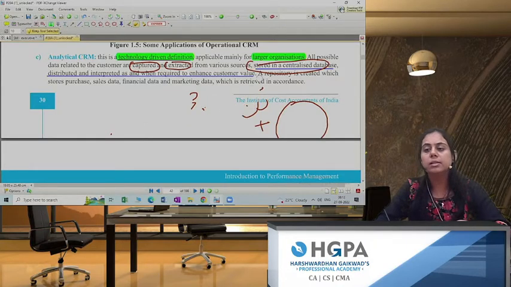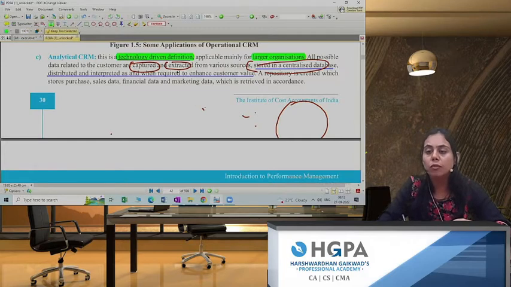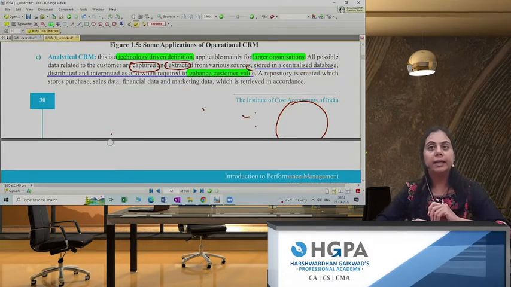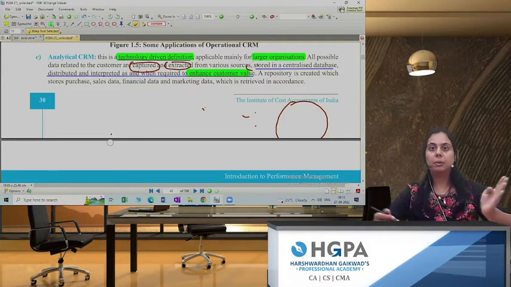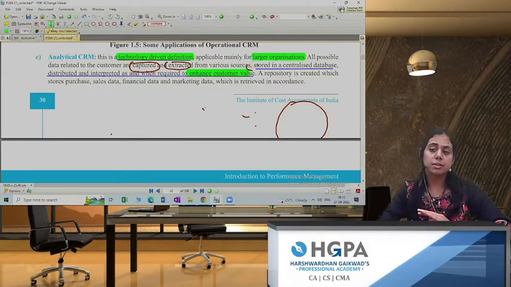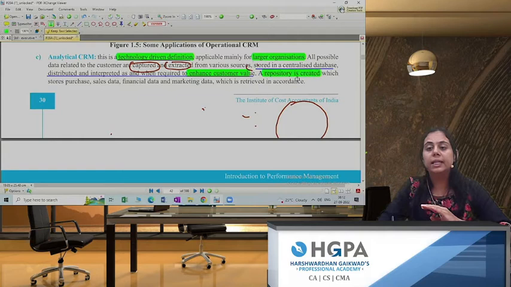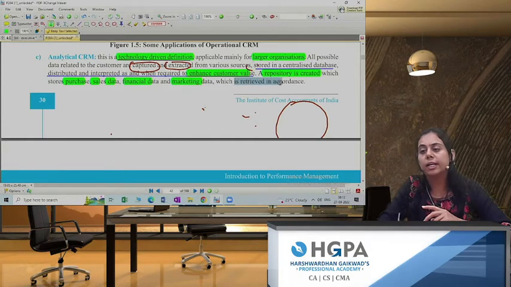Why are we doing this? The answer will be that this is being done for the purpose of enhancing customer value. That's it. That is the basic purpose of doing this. Now for the purpose of storing the data, when a database center is being made, which is very, very expensive, a repository is created which stores purchase data, sales data, financial data, marketing data, which is retrieved accordingly.